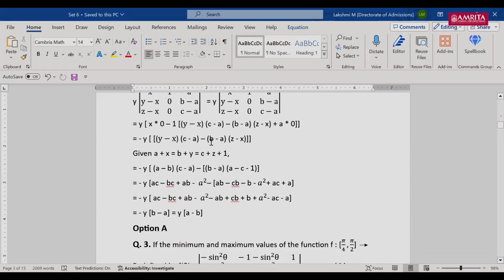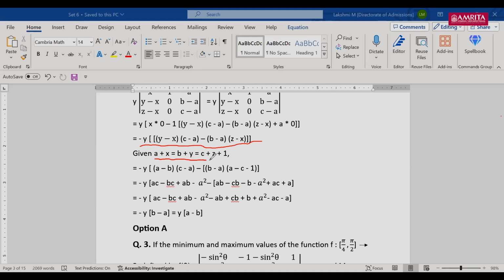So I could directly solve this: minus y minus x into c minus a, minus b minus a into z minus x. Now, you need to have the answer in terms of certain variables. You want to eliminate some terms, right? Z, C, and all of that you need to eliminate. Think about which option you need to concentrate on, which term you need to concentrate on.